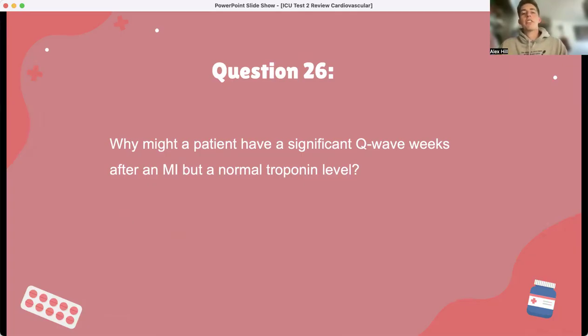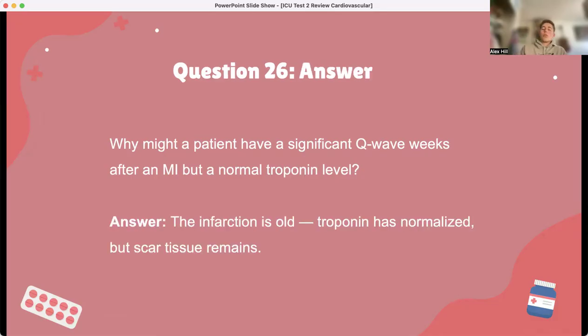Why might a patient have a significant Q wave weeks after an MI but a normal troponin level? So thinking about this, what does a Q wave represent? And then what do troponin levels represent? So if a Q wave represents infarct, aka dead tissue, and troponin level indicates damage to the tissue, then this means that the tissue was damaged and now it's dead, but is no longer being actively damaged. So that's an old infarct.